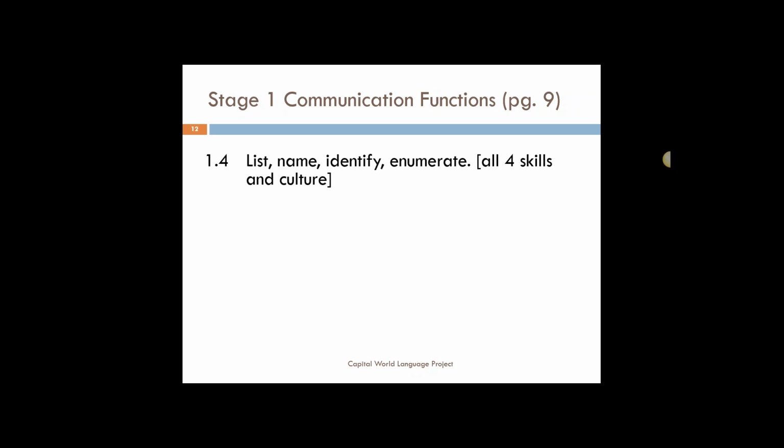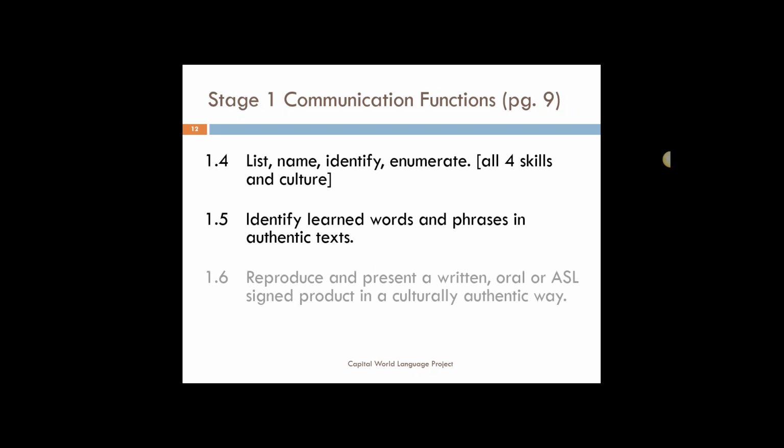So number 1.4, list, name, identify, and enumerate, and that's for all skills and also culture. Okay. 1.5, identify learned words and phrases. Notice it says identify. It doesn't say explain. It says identify. Okay. And 1.6, reproduce and present a written, oral, or signed product in a culturally authentic way.